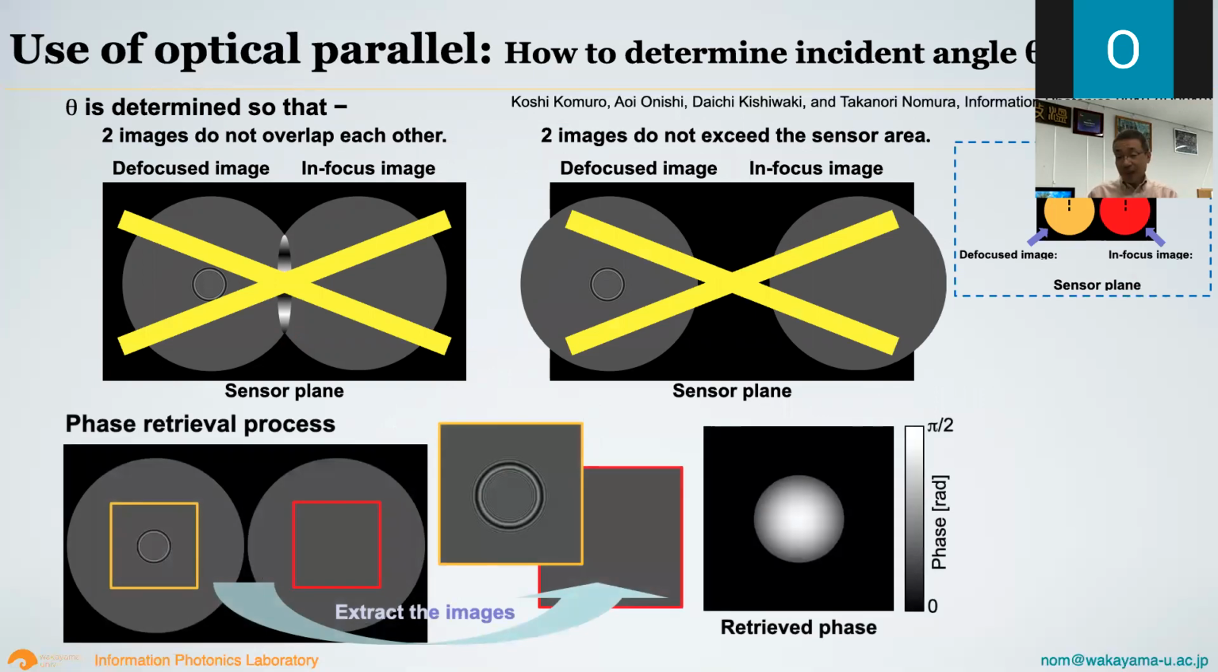So the incident angle is properly selected. We can obtain these images, in-focus images and out-of-focus images, simultaneously within the image sensor area. So we extract the images, the in-focus information and out-of-focus information. Then we apply TIE to retrieve the phase like this.